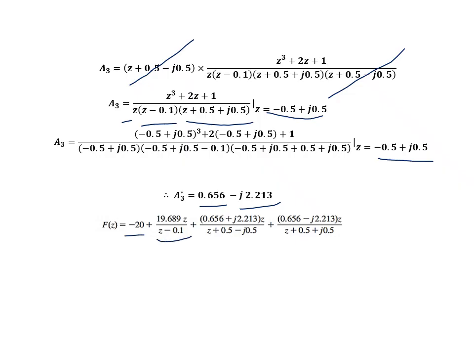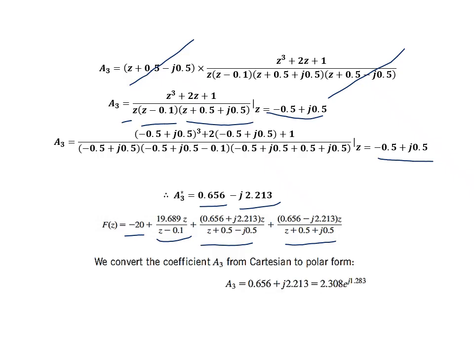19.689 times z divided by z minus 0.1, and the two fractions: a3 divided by z plus 0.5 minus j 0.5, and the a3 conjugate times z divided by z plus 0.5 plus j 0.5. We convert a3 from the rectangular form to the polar form, which is equal to 2.308 e power j 1.283, which is the angle theta a in radians.